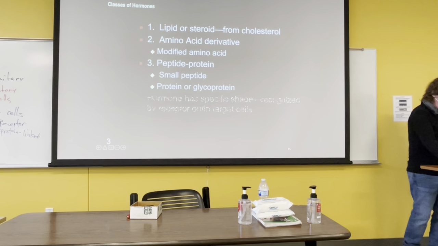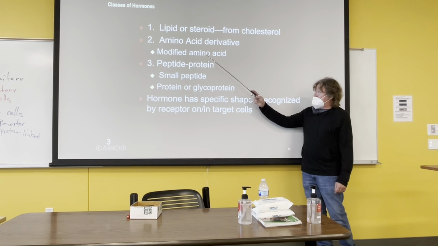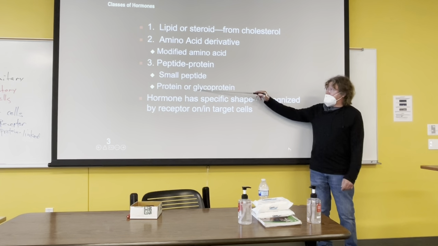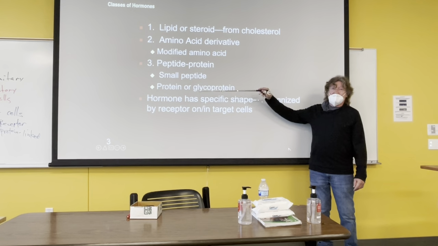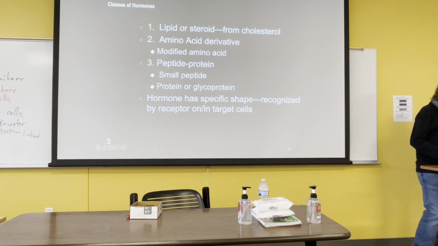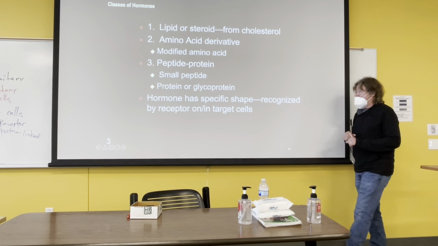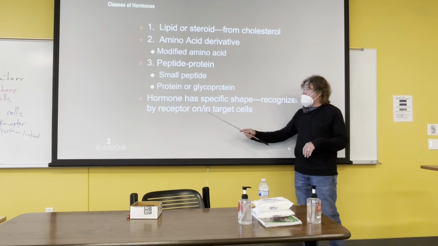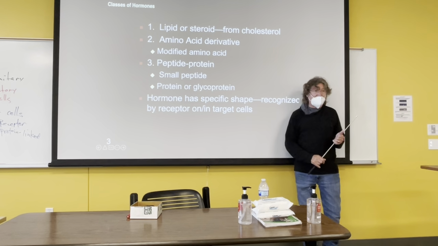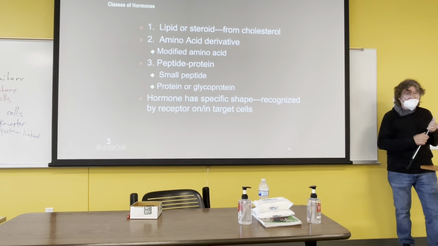Small peptide, or even a glycoprotein. Okay, so belonging to this class, and usually these are polar, and they have to operate through a receptor on the surface of the membrane, also because of their size. Right? So all of these hormones have specific shapes, and therefore they can only be recognized by a receptor on the plasma membrane or inside of the cytoplasm of the target cells that produce that receptor.